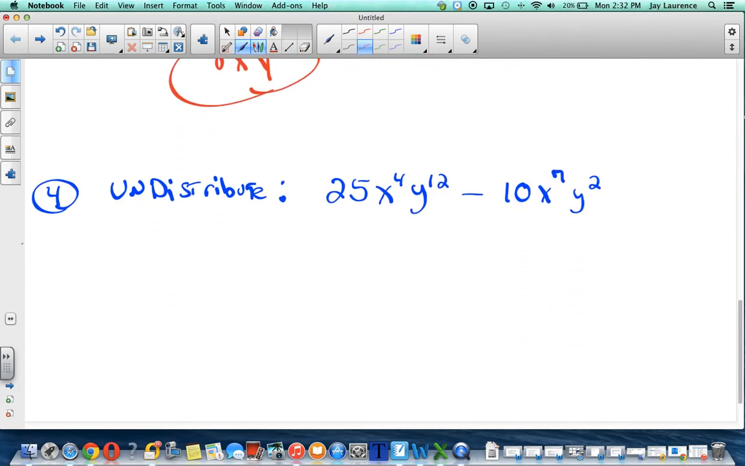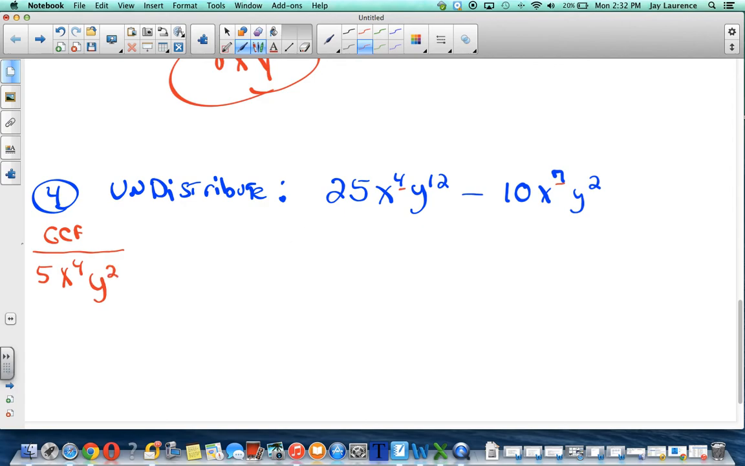All right. Now I have to undistribute. Why do you suppose we did that GCF stuff first? Because we find the GCF and then we undistribute. So what's the GCF of 25 and 10? I believe it's going to be 5. What's the GCF of x to the 4th and x to the 7th? Well, it's x to the 4th. If you haven't noticed yet, it's always the smaller of the two exponents. 4 is smaller than 7. It's x to the 4th. Okay, the GCF of the y's will be y squared.